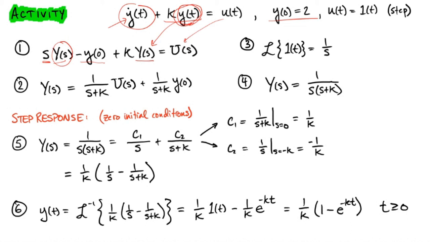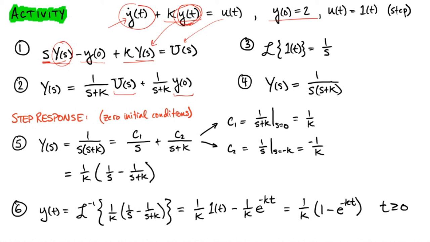So the next step is to solve for capital Y of s in terms of our inputs. In this case, we're going to combine these two terms and divide by s plus k. Now that means that we have two terms, one that's due to our input and one that is due to our initial condition. Now we're going to plug in our different inputs.